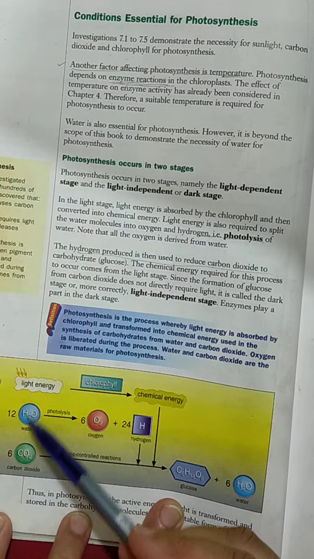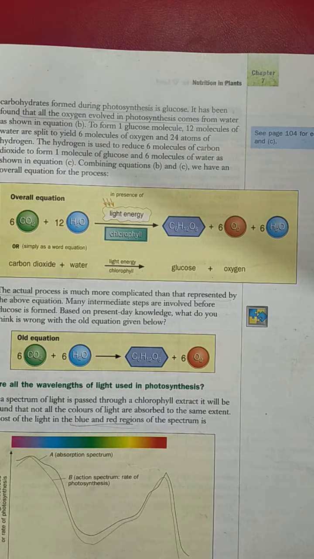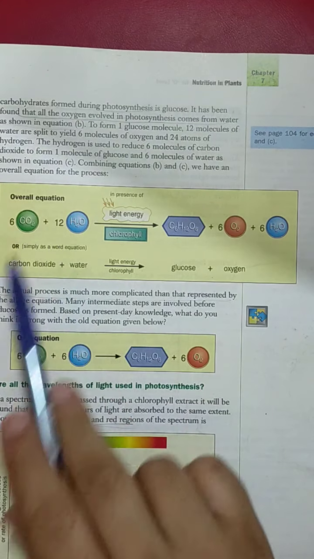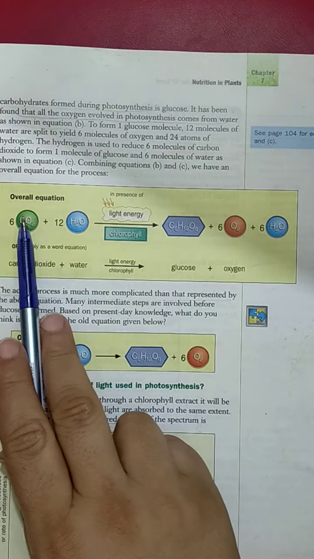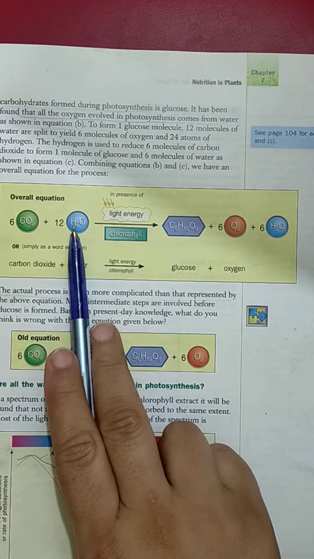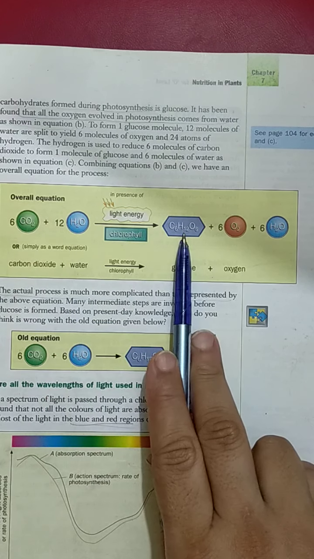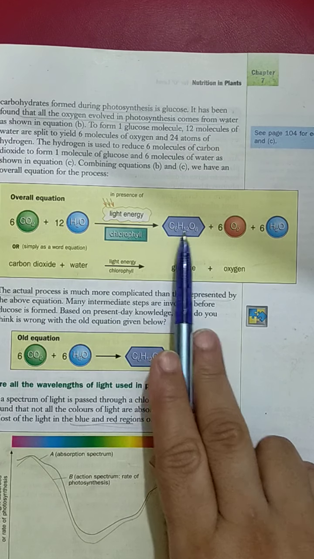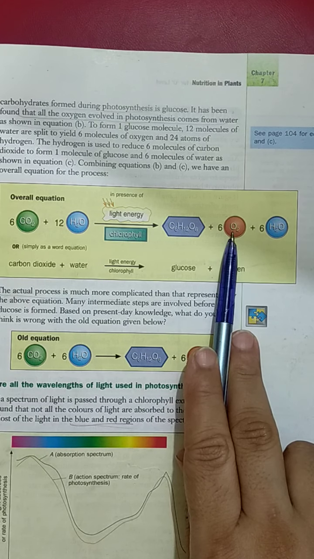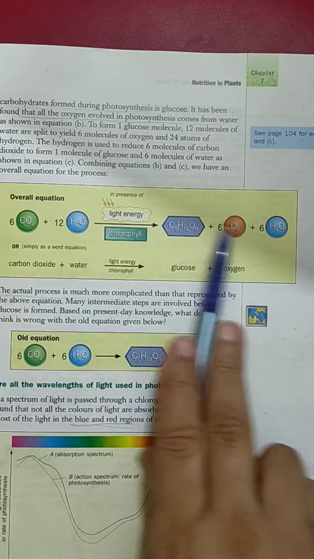If we combine these equations, we will get an overall equation. In this overall equation you can find that 6 molecules of carbon dioxide combine with 12 molecules of water, and as a result one glucose molecule will form, 6 oxygen molecules will be released, and 6 water molecules will be released. I think in the 7th class you have also done this equation.